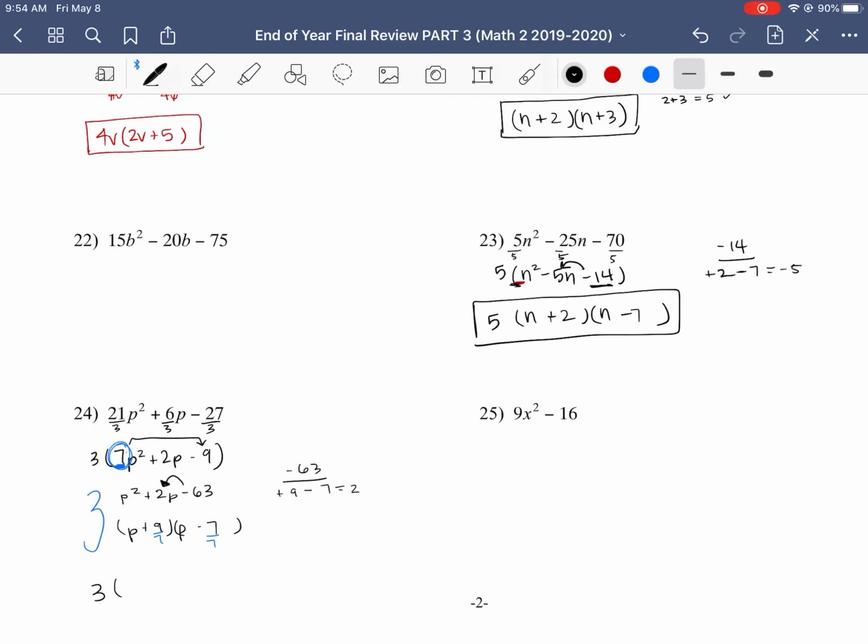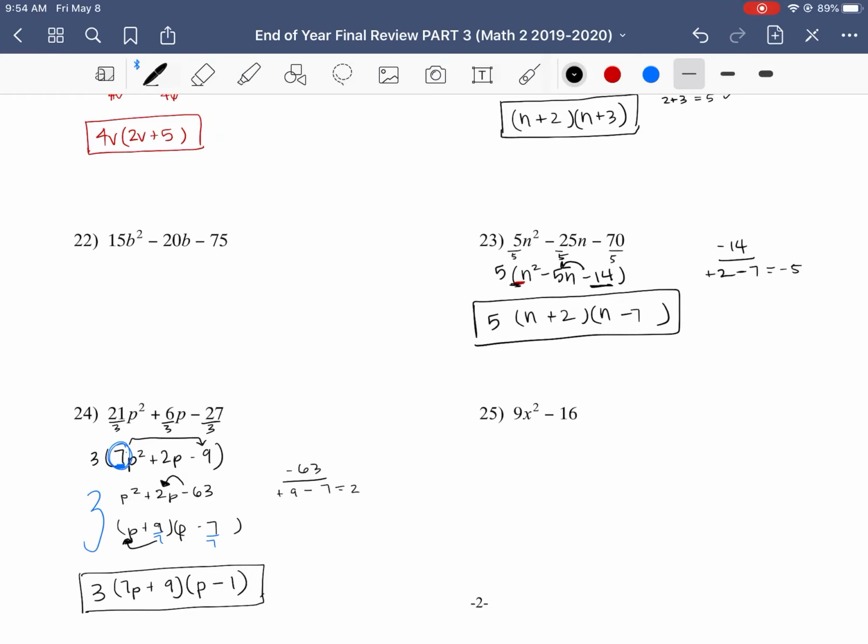Okay, so our final answer, again, we have that 3 out front. We then simplify 9/7, which doesn't simplify, so we move the bottom up. So 7p plus 9. And then lastly, we simplify this one. P minus, and 7 divided by 7 is just 1. So we're looking at this as our final answer.